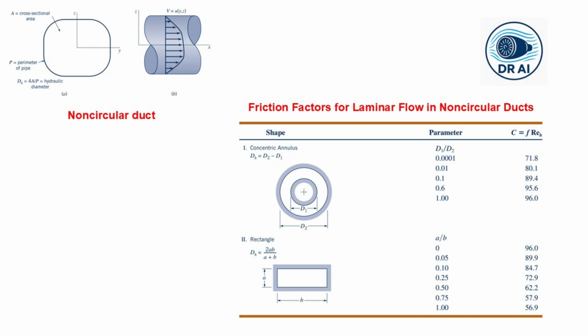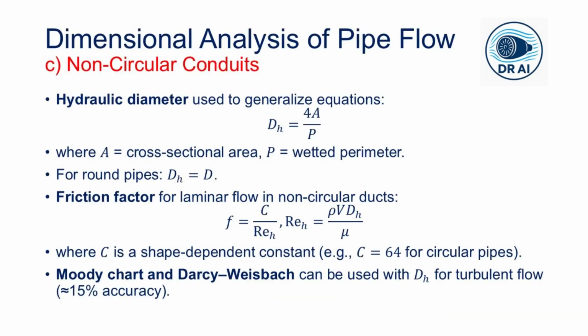For turbulent flow, we can use the Moody chart directly with the hydraulic diameter, and it's usually accurate to within about 15%. For most engineering work, that's acceptable. If you need more accuracy, you need a detailed analysis for that specific shape.